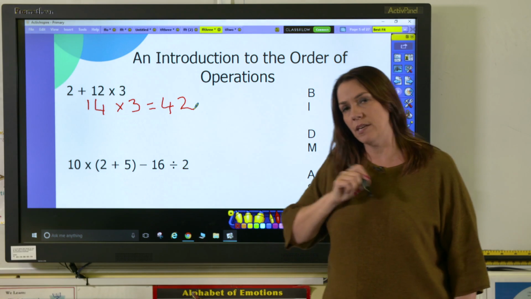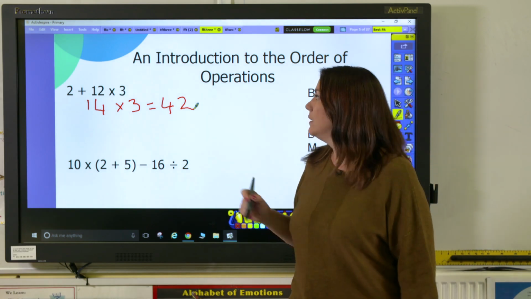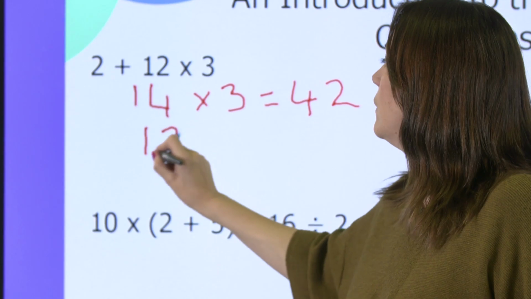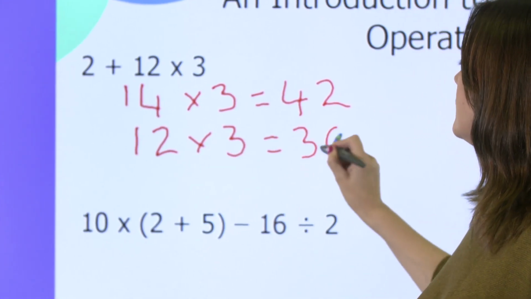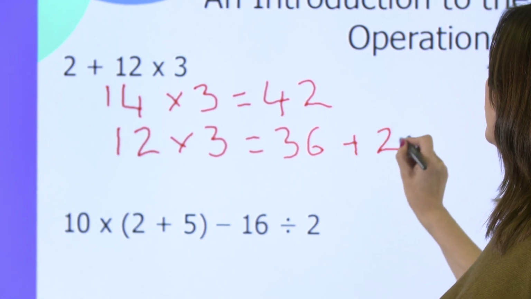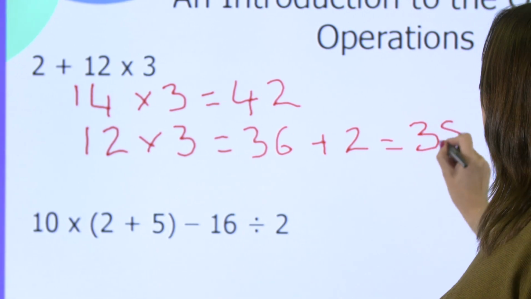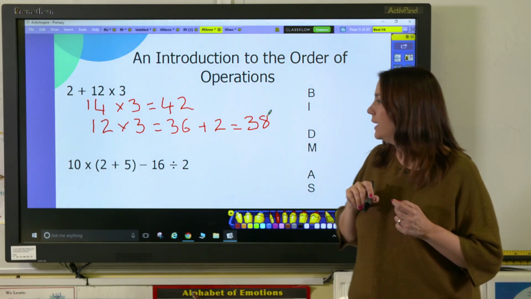Then ask them to repeat the calculation again, but this time start with the multiplication. So here we have 12 times 3 is 36, and then 36 add 2 is 38. By doing this, they can see that it has an impact on the answer that you get.